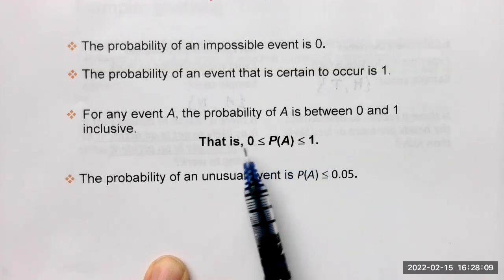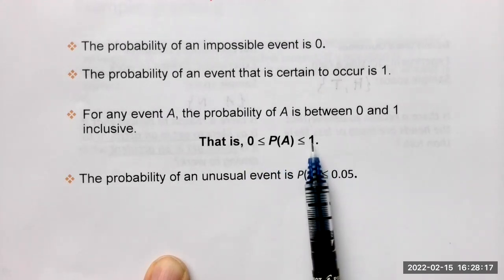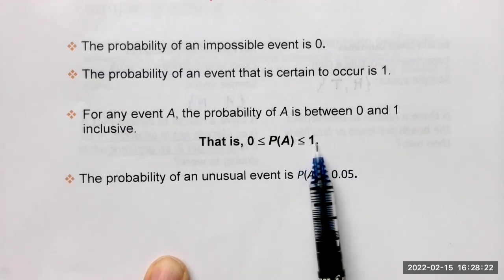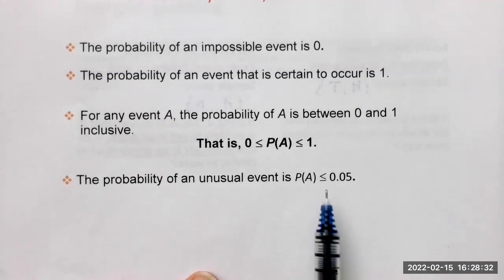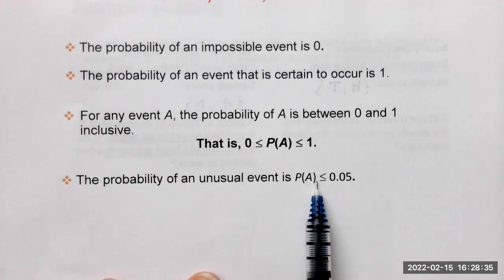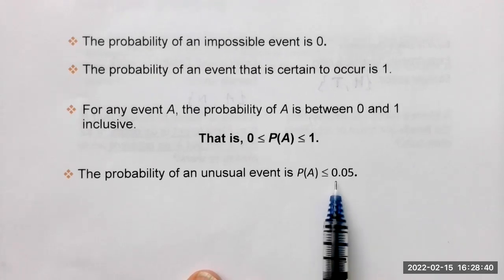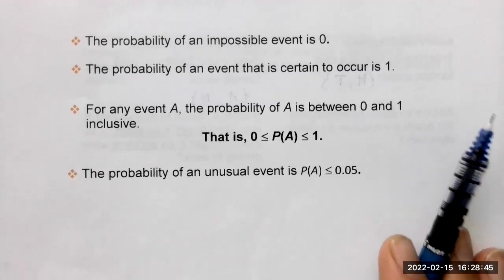These are called probability limits. It will never be a number less than 0, never be a number greater than 1. Because there is no such thing as the probability of 120, for example. Now, probability of an unusual event. We're gonna say that the event is unusual if the probability of that event is less or equal to 5% or 0.05 in decimal form.